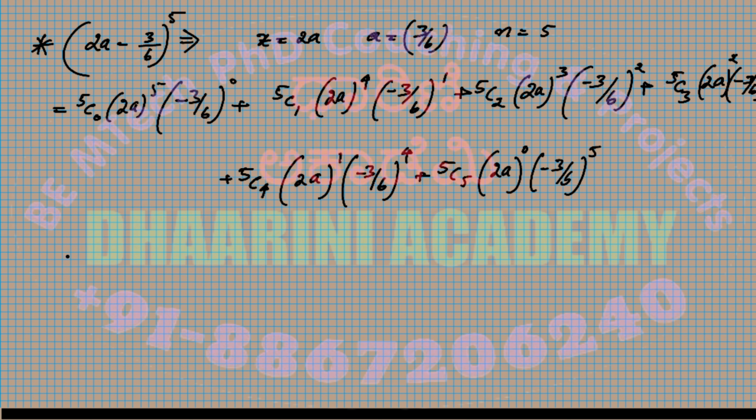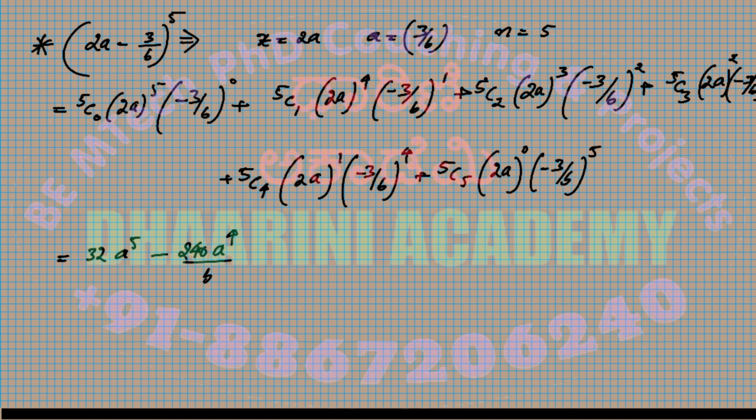Okay, so now let us try to simplify. So 5c0 is 1, 2a power 5 is 2 to the 5, which is 32, a to the 5, minus the 3 by b to the 0, you don't have. Then this is going to be negative. Let's simplify. 5c1 is 5 into 2 to the 4 into 3. So this is 240 a to the power 4 divided by b.